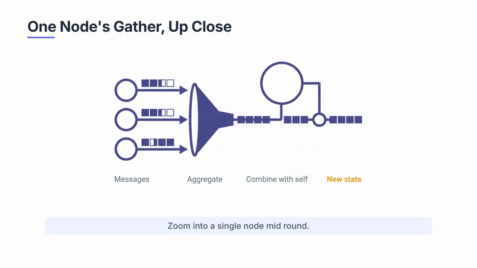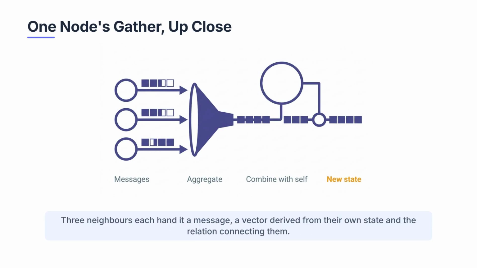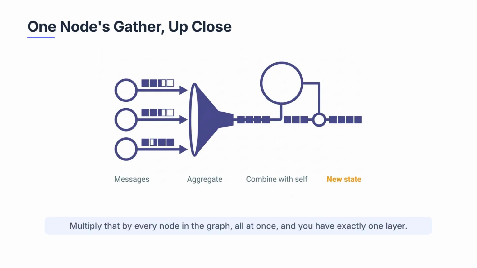Zoom into a single node mid-round. 3 neighbors each hand it a message, a vector derived from their own state and the relation connecting them. The node piles those messages into one summary, then mixes that summary with what it already believed about itself. Out comes a new vector. Multiply that by every node in the graph, all at once, and you have exactly one layer.